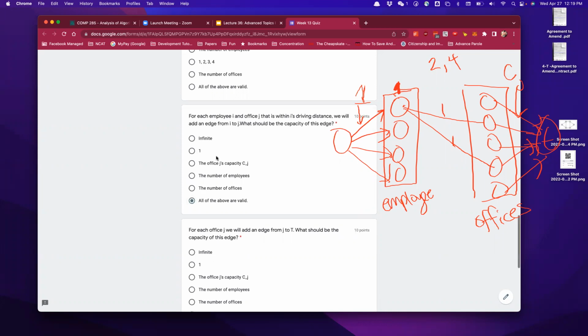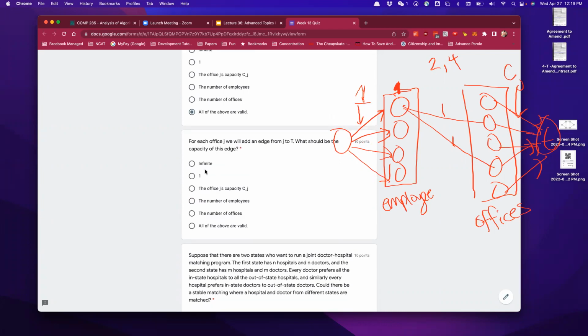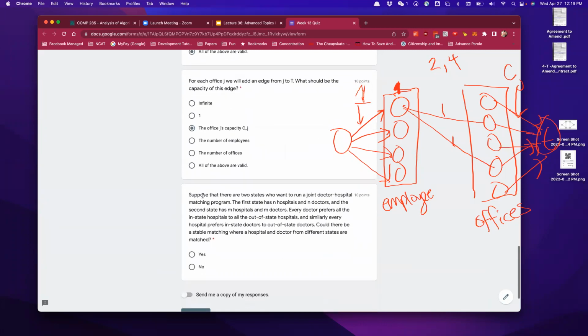Okay. And then office from J to T, we already talked about this, and this is going to be the office capacity. All right, so last question.